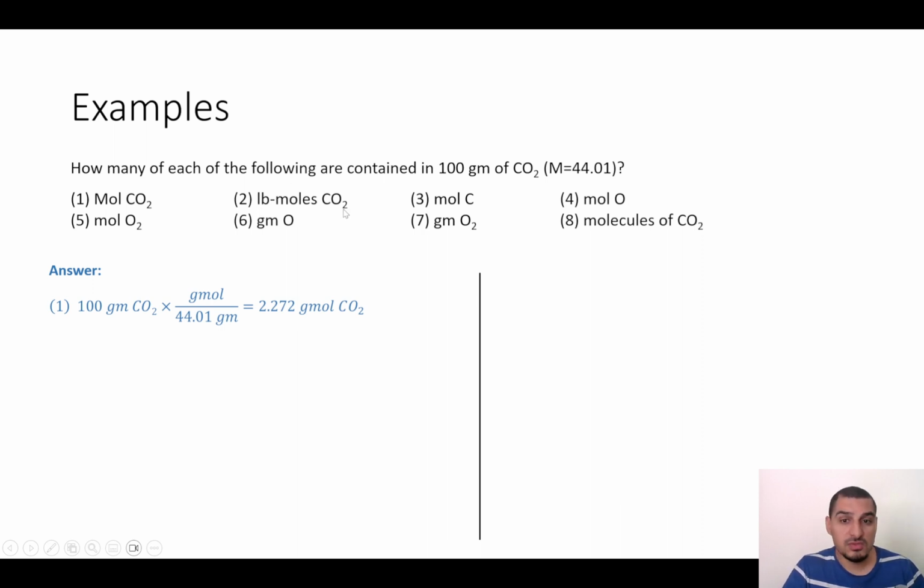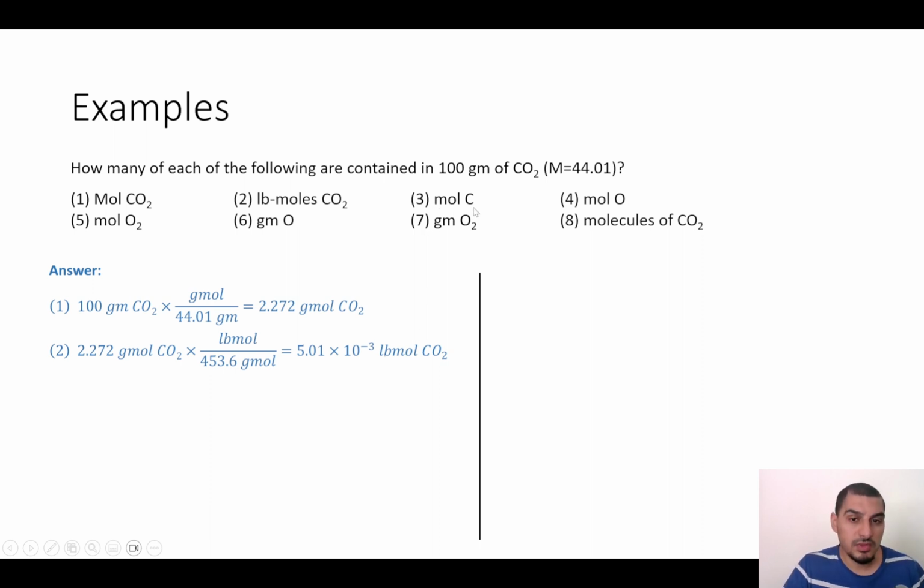How many pound moles of carbon dioxide? We said before in chapter 2 that the conversion of gram to pound is the same as gram mole to pound mole. So it is just multiplying by pound mole over gram mole, and this is 453.6. It's 453.59, but I just put 453.6 to make it easier for us. And then we have the pound moles of carbon dioxide.